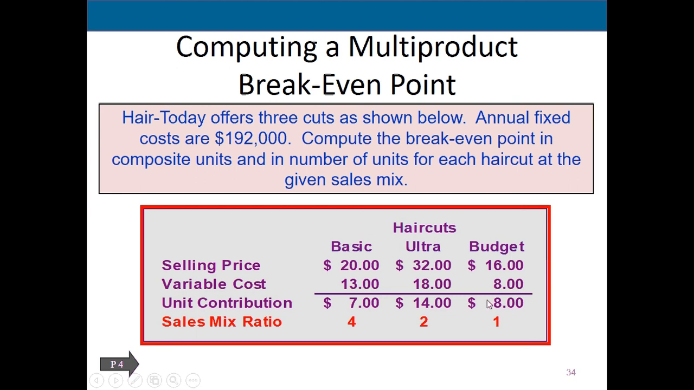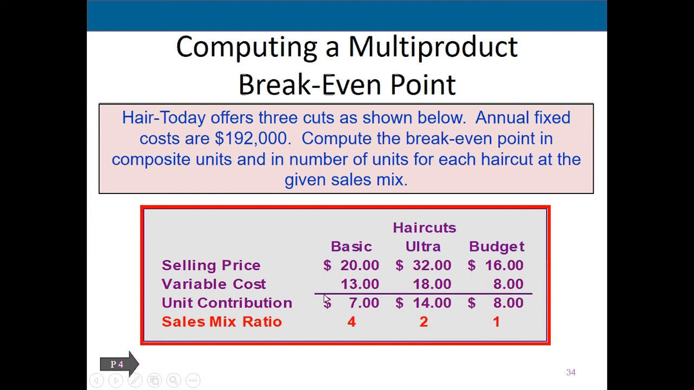Okay, and then you'll see that for every 4 basic cuts, they typically do 2 ultra cuts and only 1 budget cut. That's because nobody wants that ratchet budget cut, right? They're going to come out looking like they shaved around a bowl on their head or something. So again, for every 4 basic cuts, they're going to do 2 ultra cuts and 1 budget cut. And you see the selling price and the variable cost of each, which gives you the contribution margin for 3 of those different cuts.